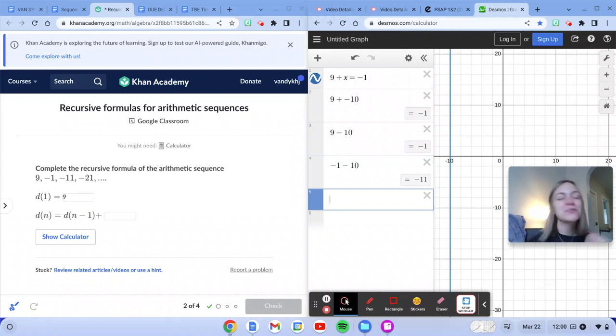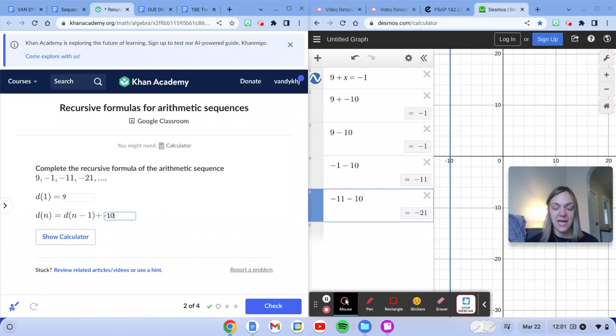Let's try the next one just for funsies. We have -11 minus 10, and just as we predicted, it is -21. So in this case, we are subtracting 10. Adding a negative number is the same thing as subtracting.